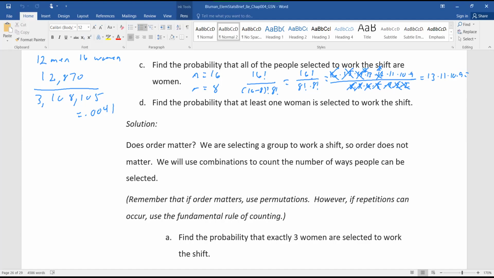All right. Part D now says find the probability that at least one woman is selected to work the shift. So this is where that C word, the compound, huh? I think it's compound. Let me go find it.